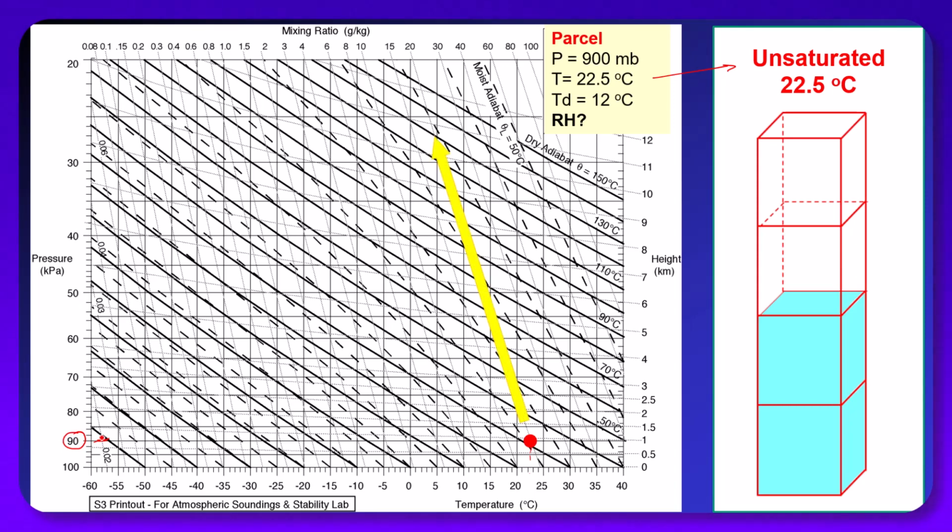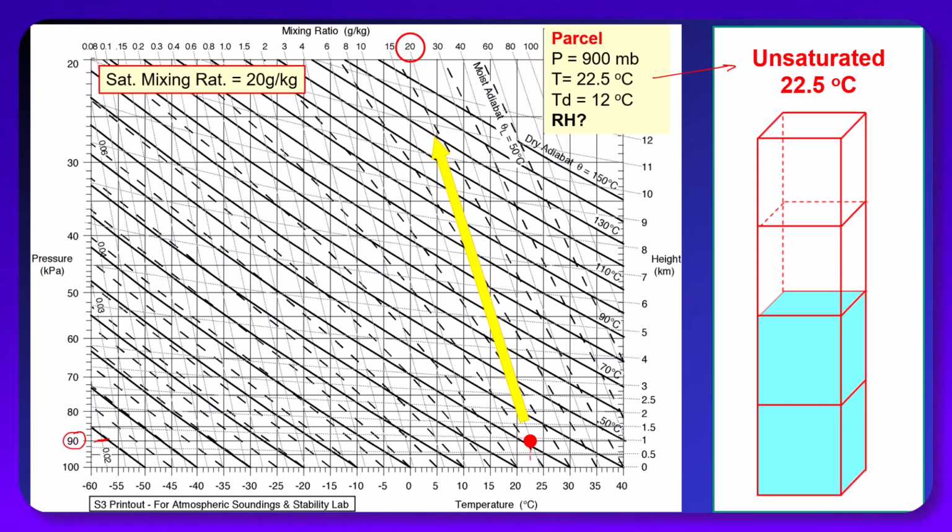This parcel conveniently sits over an isohume, and this is telling us that if this parcel were saturated, it would contain 20 grams of moisture per kilogram of air. So that is the saturation mixing ratio for this air parcel: how much can exist in this air parcel at saturation at 22.5 degrees Celsius. Saturation mixing ratio, 20 grams per kilogram.